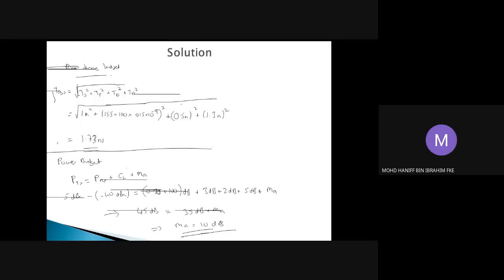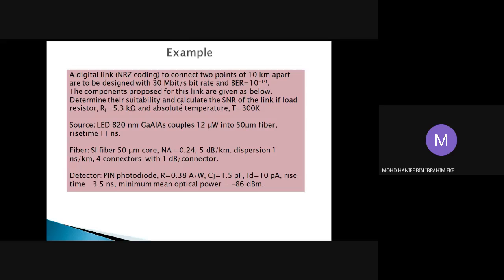No, Doctor. Okay, so let us proceed with the examples again. For this example, we are given an NRZ coding. The NRZ line format is used to connect 2 points 10 kilometer apart and designed using a 30 megabit per second data rate or bit rate and a bit error rate of 10 to the negative 10. Yeah, this is your bit error rate, 10 to the negative 10.